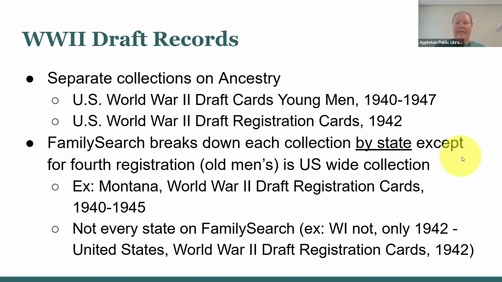FamilySearch does it a little bit differently. They break each collection down by state, except for that fourth registration, which was the Old Men's Draft, as a whole US-wide collection. So, for example, you'd see Montana World War II draft registrations for those young men, and it would give the dates. Not every state is on FamilySearch either. So I noticed Wisconsin, for example, is not, but they are included in that 1942 Old Men's Draft, which is that whole United States wide collection. So they do have the Wisconsin ones on Ancestry, though, for the Young Men's Draft. So if you don't find it on FamilySearch, also check Ancestry.